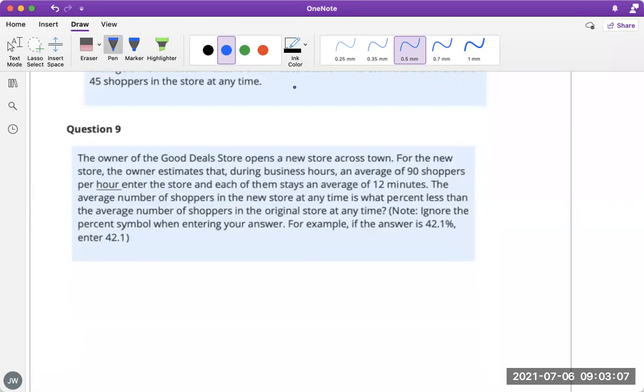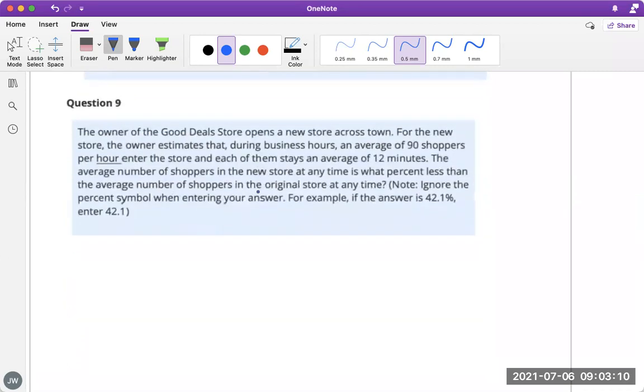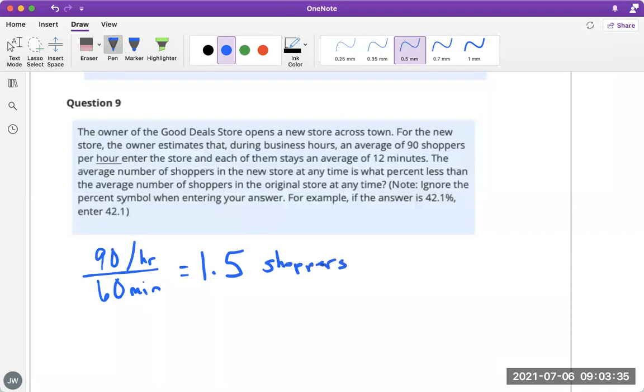I just did that mentally, but okay, so 90 divided by 60, we did this earlier. 90 per hour divided by 60 is going to give us 1.5 shoppers per minute. Again, you do need to convert. There we go. Okay, so 1.5 shoppers per minute, and that's going to represent our R.